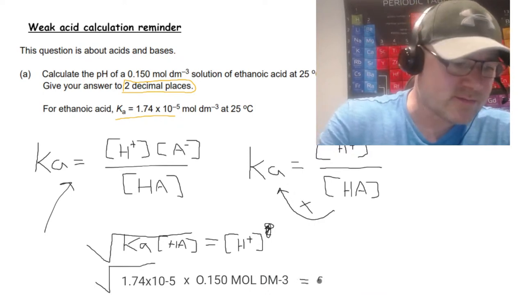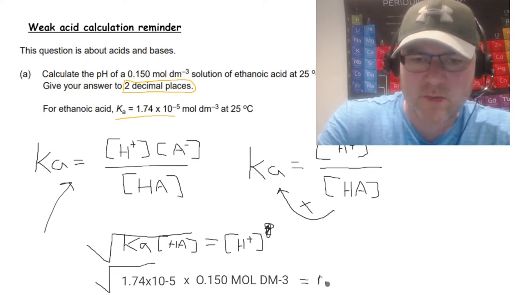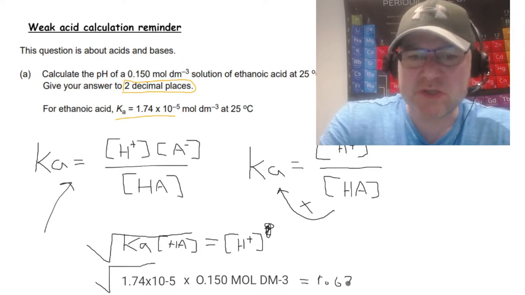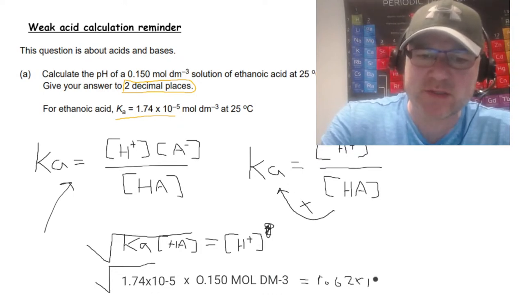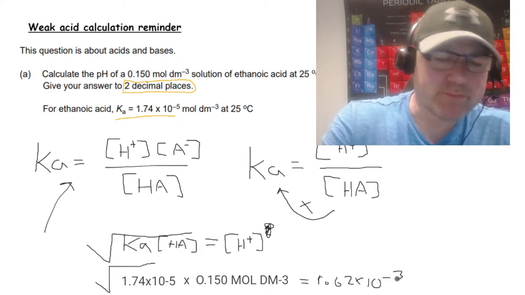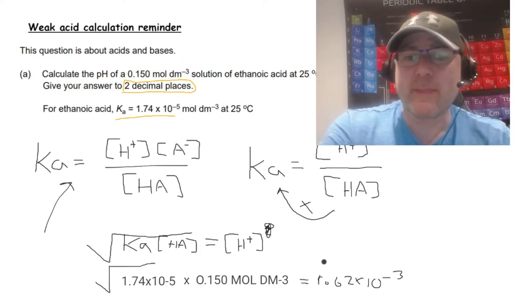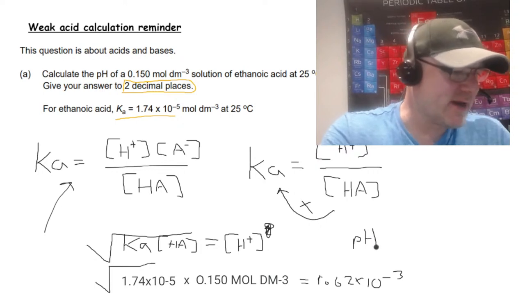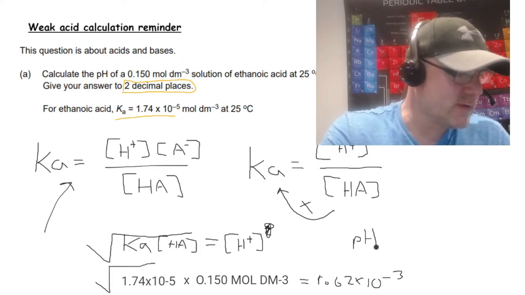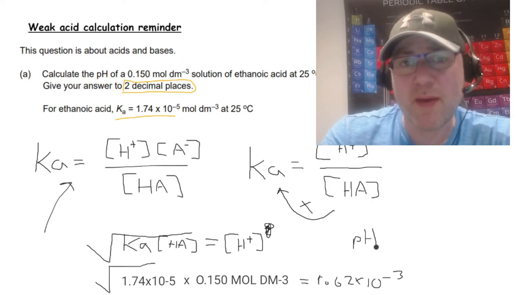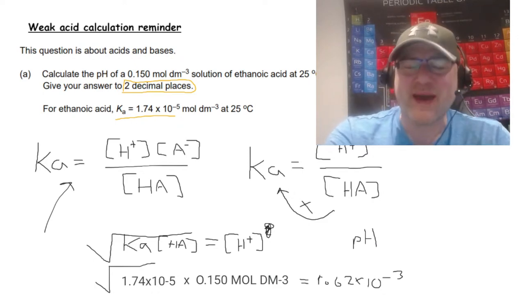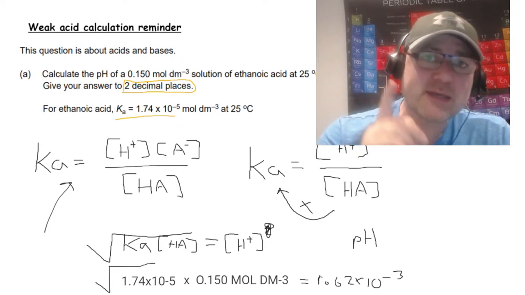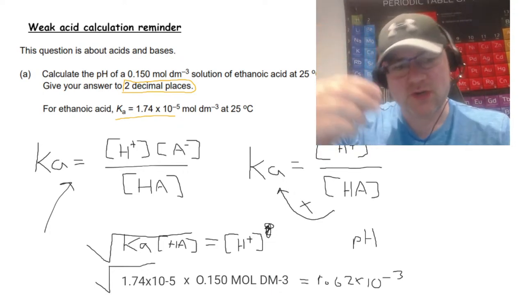So, this is 1.62 times 10 to the minus 3. Now, what I want to do with that, remember how to work out the pH? Can you remember how to calculate pH? It's the minus log of the hydrogen ion concentration.